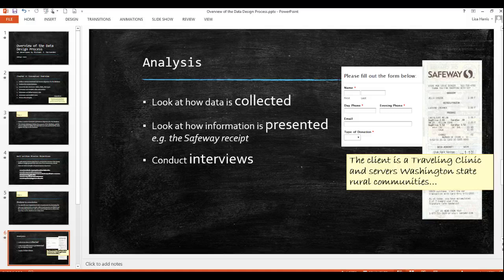So in this step, you're going to look at how data is collected, how the information is presented, and conduct interviews. For example, we looked at the Safeway receipt, right? That would be one example of how Safeway would want to present their data. But of course there are other examples. You might look at forms that the company is using, or you might need to interview. Perhaps the company has no real documents, or it doesn't have a comprehensive list of documents, and so you'll conduct interviews and transcribe what different use cases are for that organization. So you look at a combination of those things in the analysis phase.